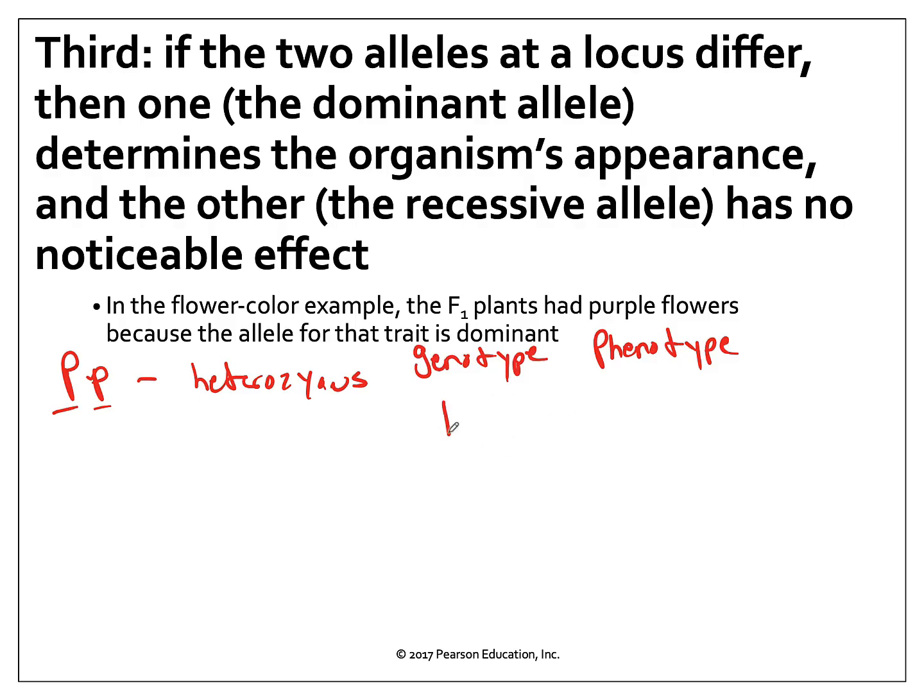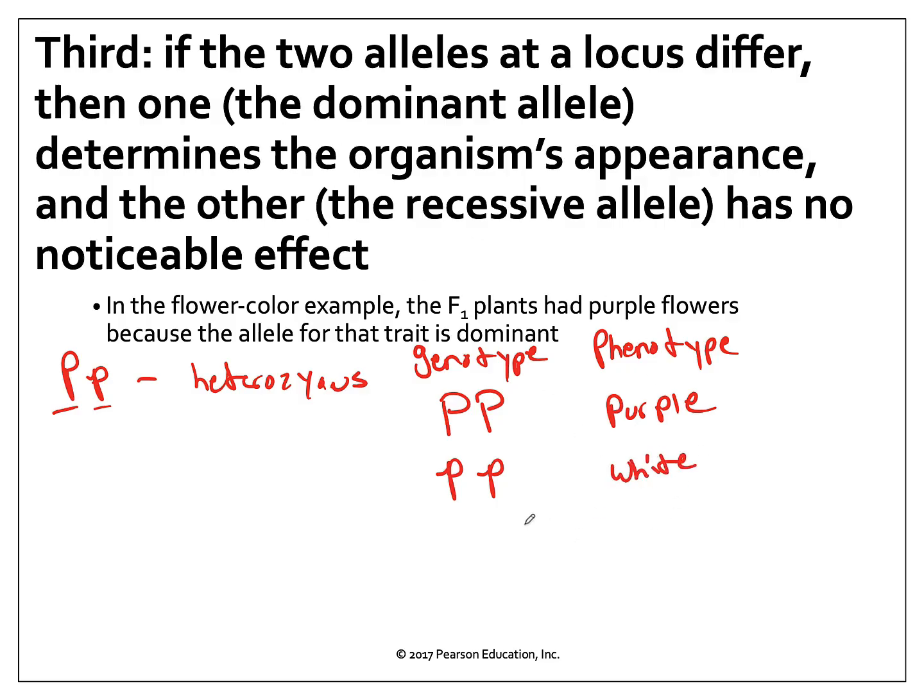So an individual that has big P, big P, those are both dominant for purple flowers. The phenotype is the actual trait. This plant is going to have purple flowers. So that's the physical expression. The other homozygote, little p, little p, those are both recessive. So those are both going to code for white flowers. So it makes sense that this plant would end up with white flowers.